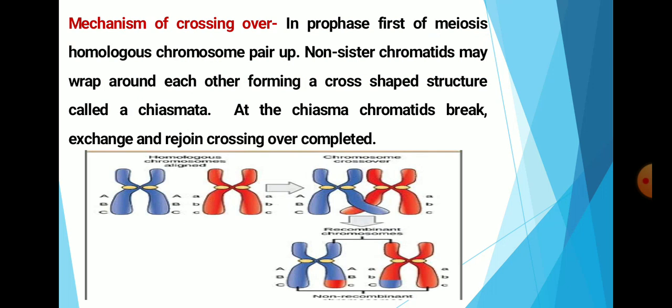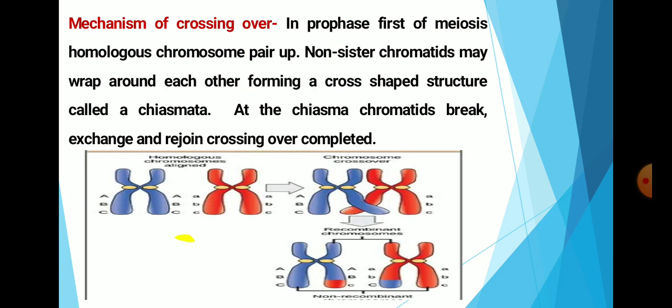Now we will talk about the mechanism of crossing over. In prophase I of meiosis, homologous chromosomes pair up, and non-sister chromatids may wrap around each other, forming cross-shaped structures called chiasmata. At the chiasmata, chromatids break, exchange and rejoin. Crossing over is completed.